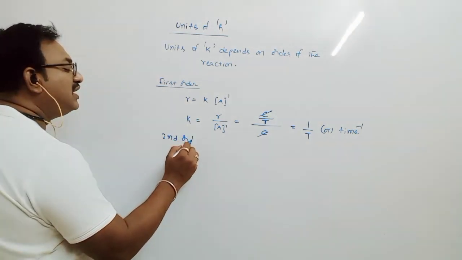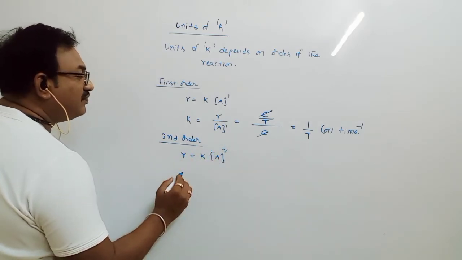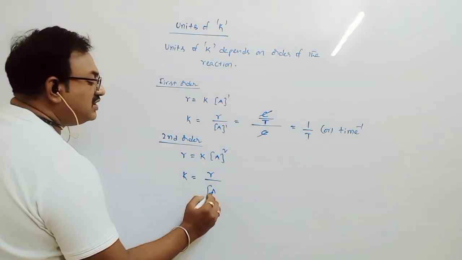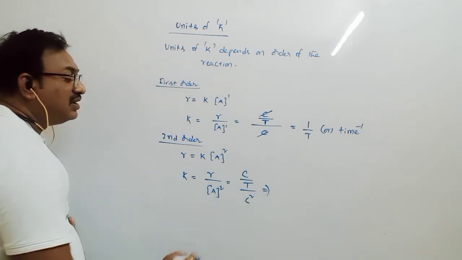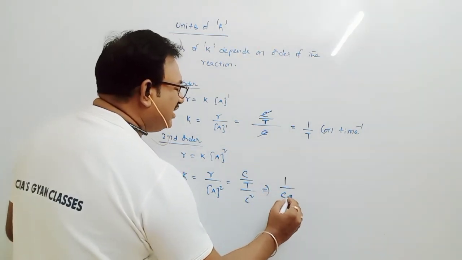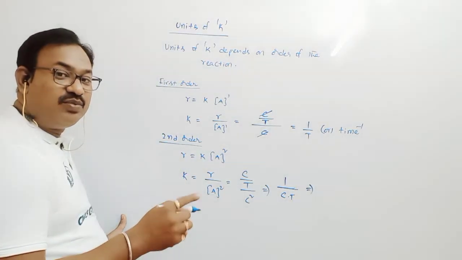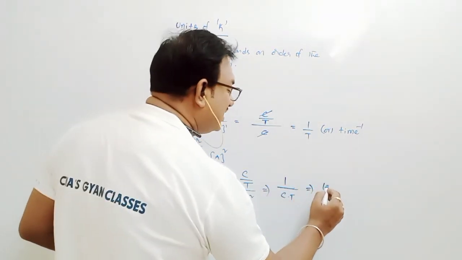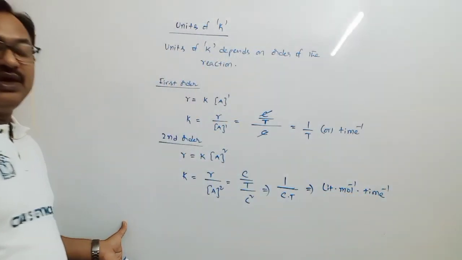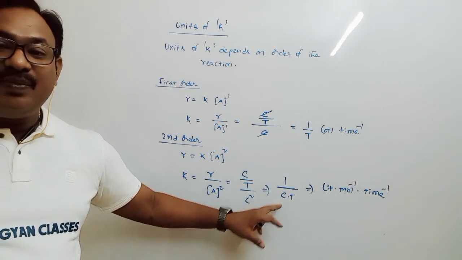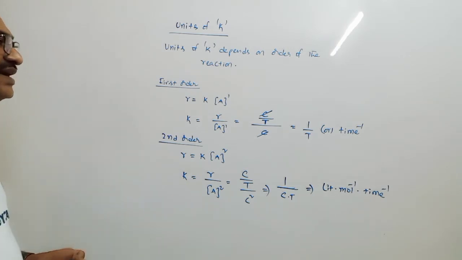Next, how do we write it for second order? R is equal to K into concentration of A power 2. Then K is equal to R by concentration of A power 2. So C by T by C square equals 1 by C into T. Now concentration means moles by liter, so it can be written as liter mole power minus 1 time inverse. Since 1 by C, where C is mole by liter, liter goes up, so liter into mole inverse into time inverse. This is for second order.